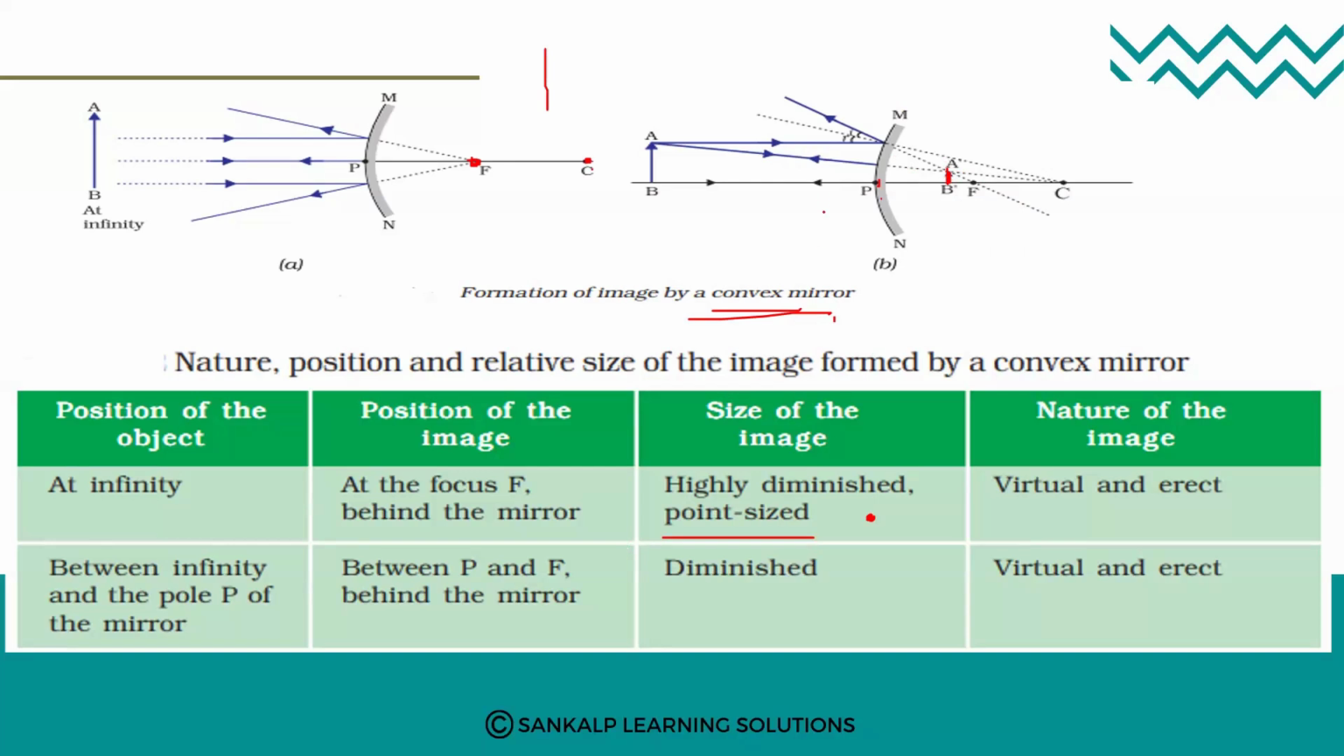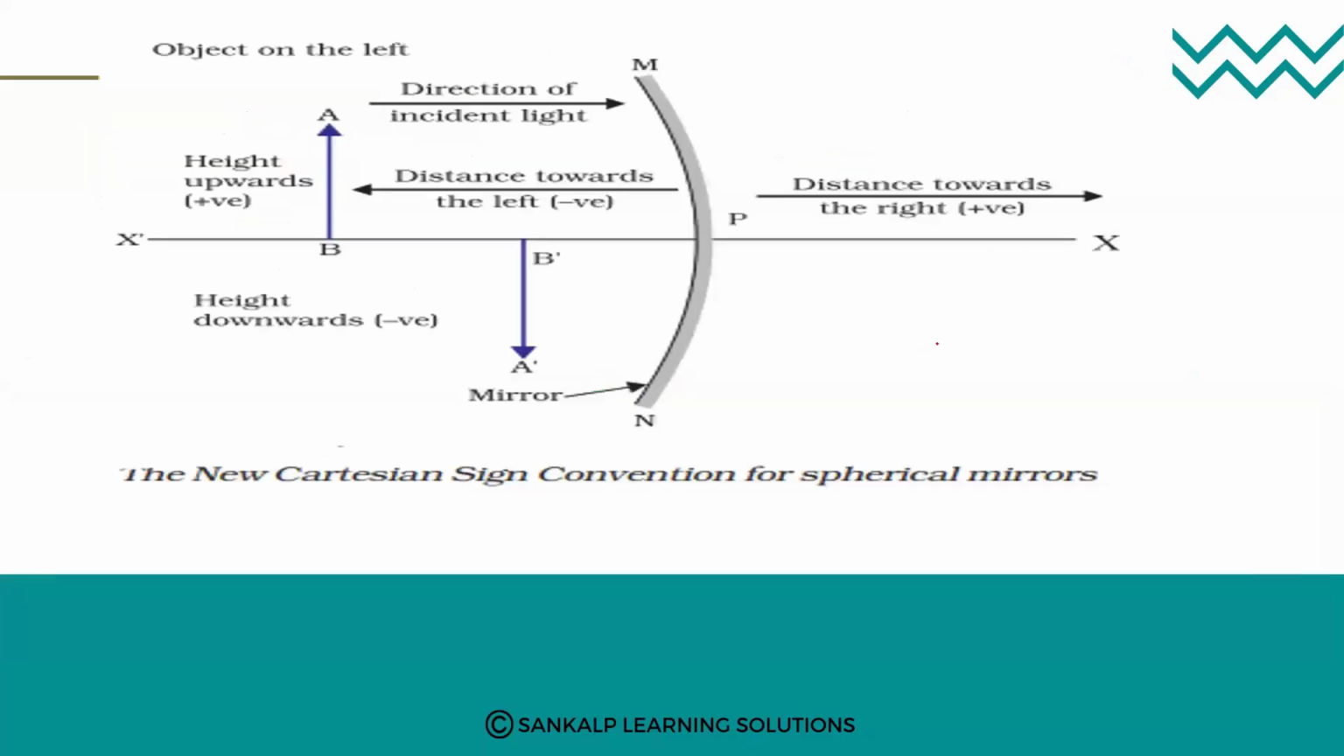So the object looks much smaller, that is diminished. Okay. A dash B dash. This is in case of convex mirror.